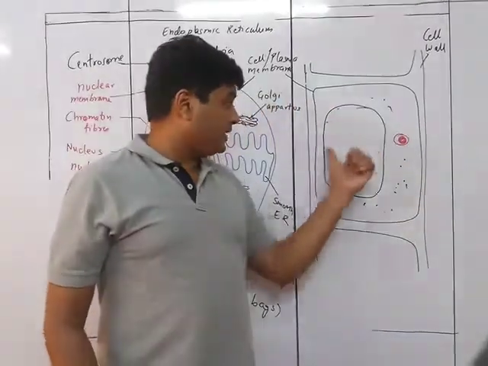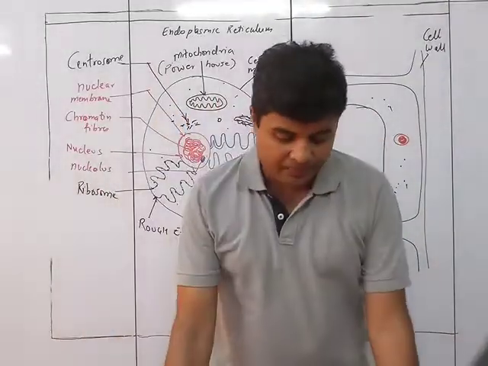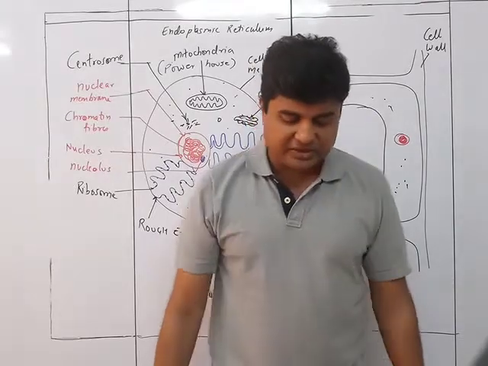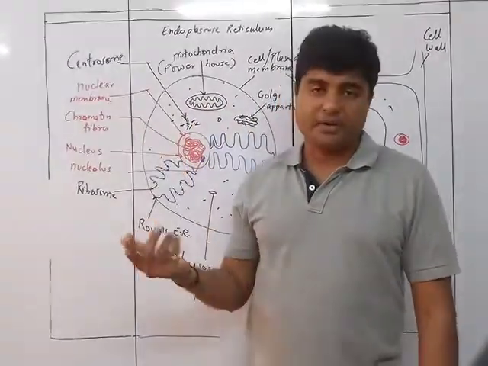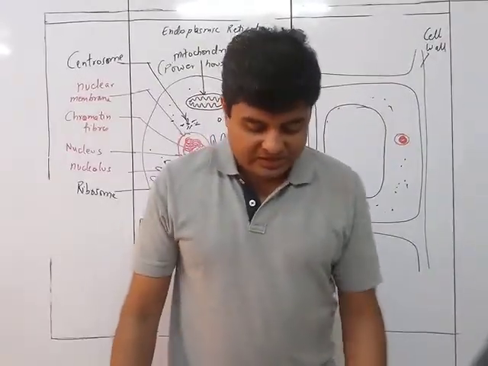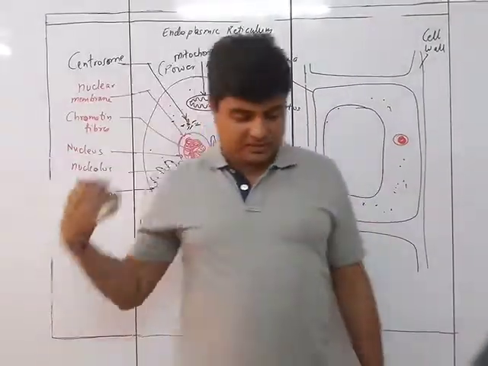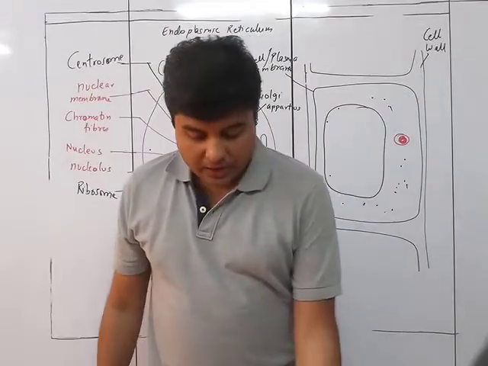Vacuoles in the plant cell are prominent, big ones. Vacuoles are one or more, concerned with excretion and secretion. So vacuoles are prominent in the plant cell, whereas in the animal cell they are small and temporary. Plant cells usually contain plastids, but animal cells do not.